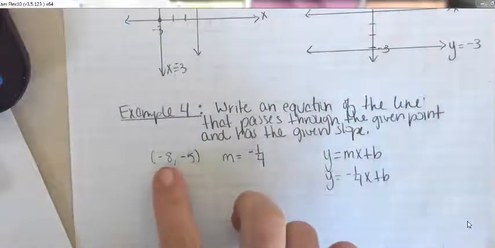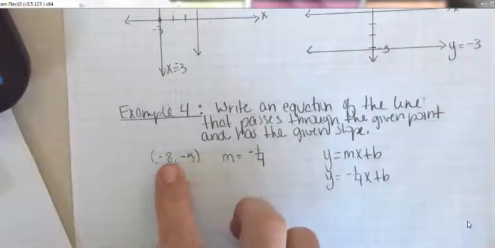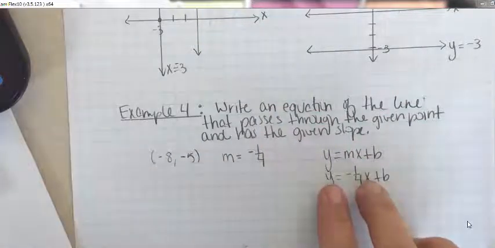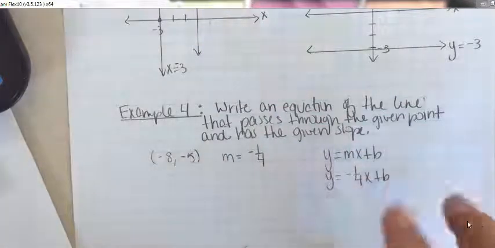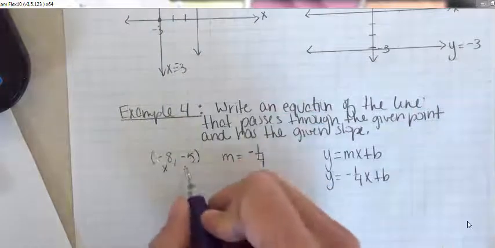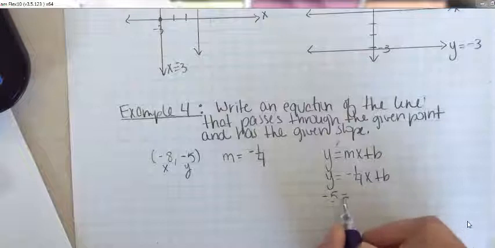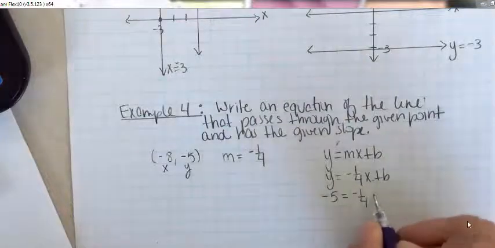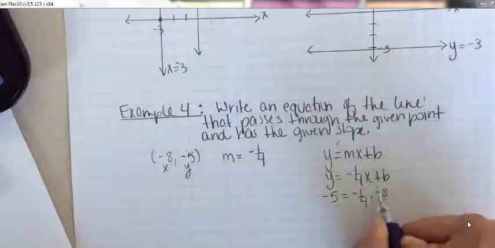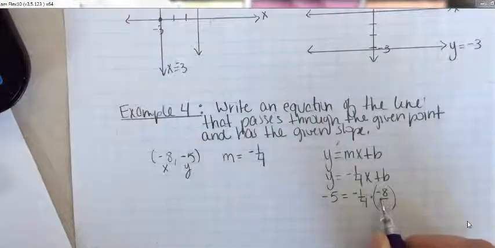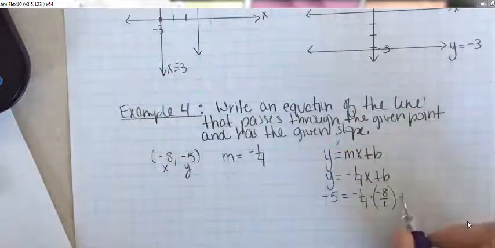That's okay, because over here you have an x and a y. I can take that x and y and plug it in here for x and y, and then I'll only have 1 unknown that I can solve for. So this is my x, this is my y. Just plug them in. So -5 equals -1/4 times -8. I'm plugging in -8. It's being multiplied to -1/4, so I'm going to make that a fraction. And then I'm going to add b.